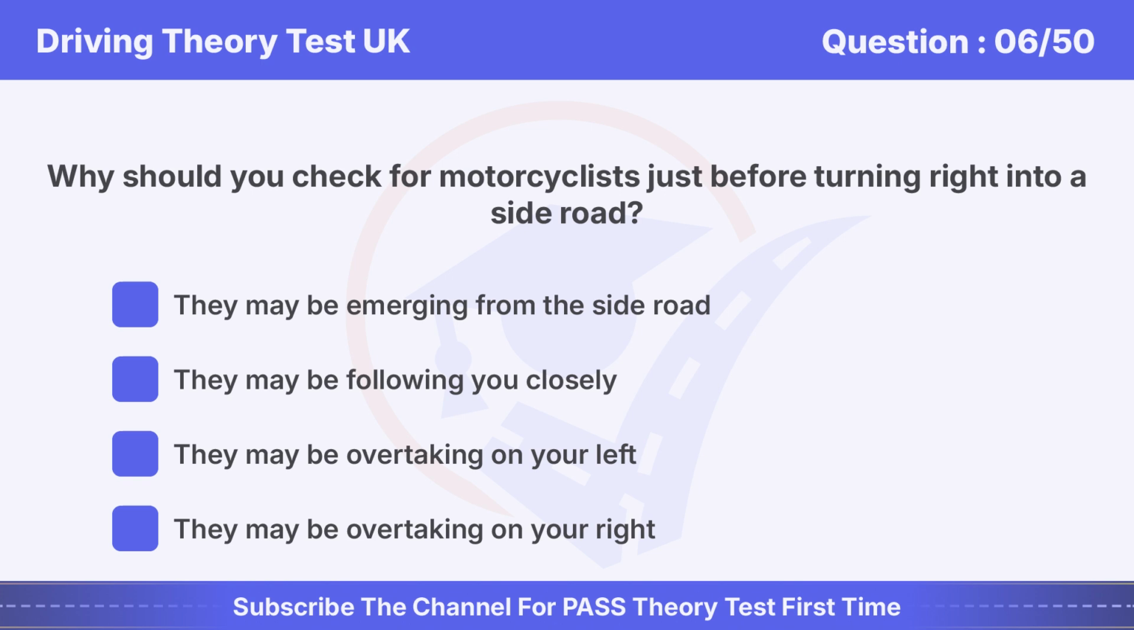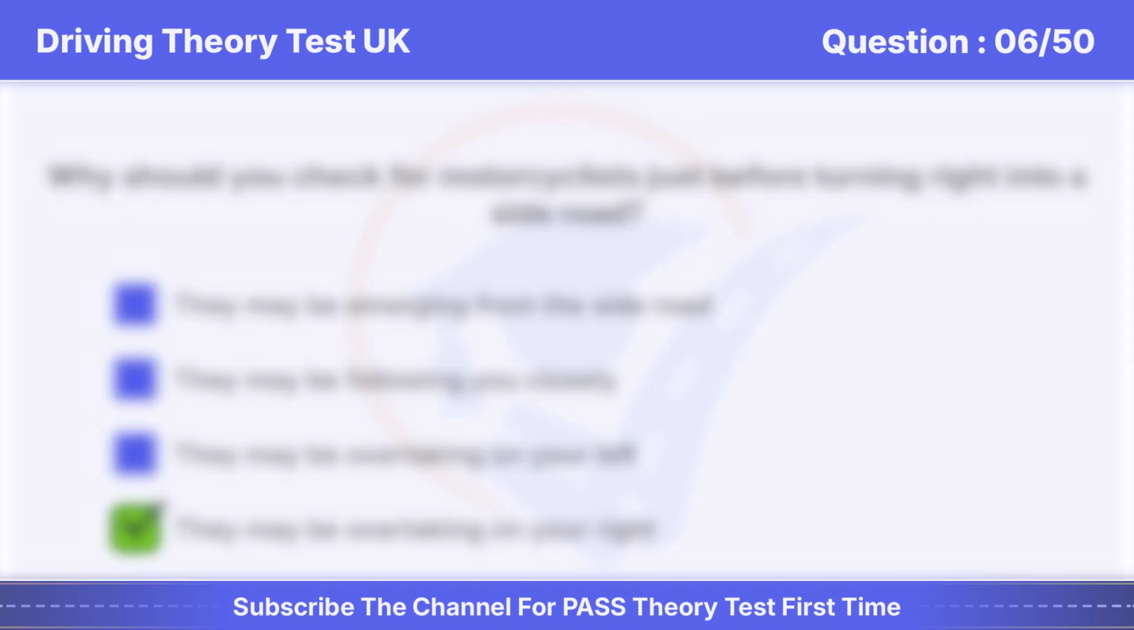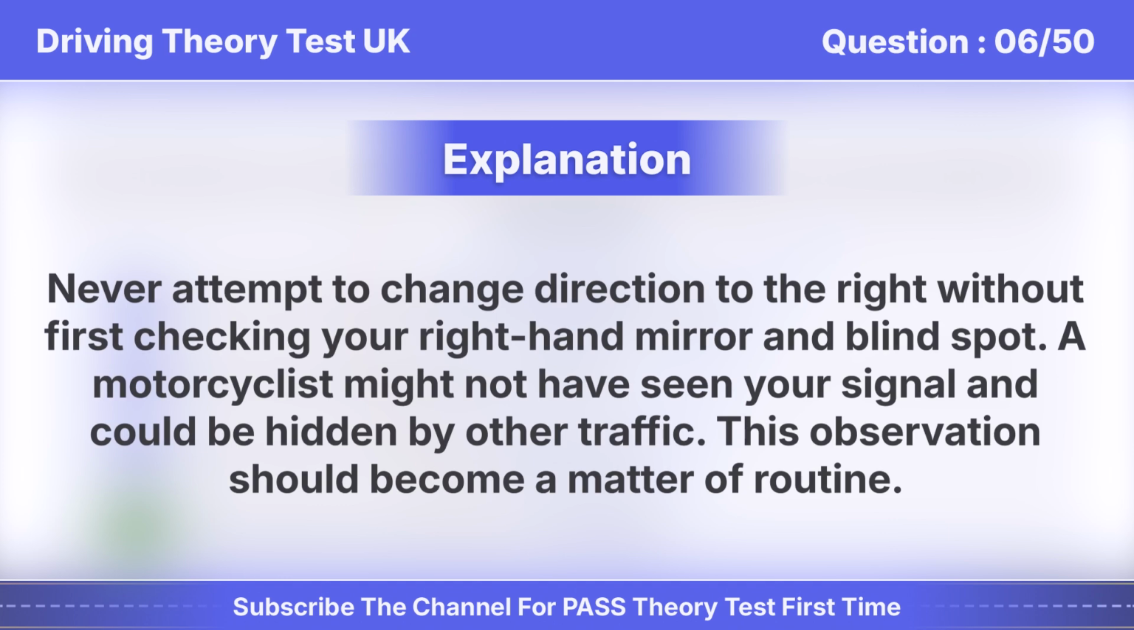Question 6. Why should you check for motorcyclists just before turning right into a side road? Answer is D. They may be overtaking on your right. Never attempt to change direction to the right without first checking your right-hand mirror and blind spot. A motorcyclist might not have seen your signal and could be hidden by other traffic. This observation should become a matter of routine.